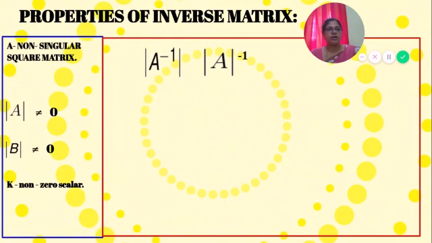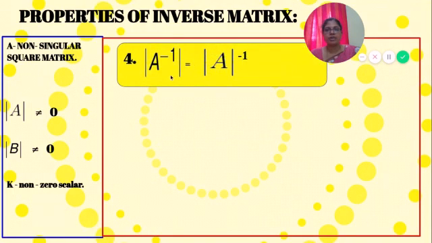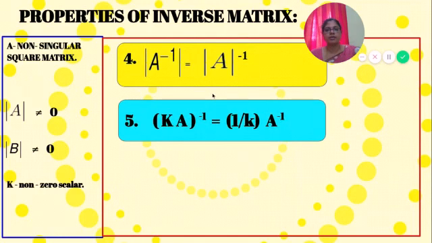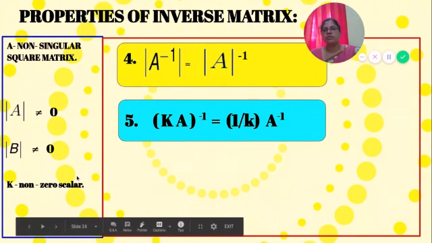So A is a non-singular square matrix, that is modulus of A is not equal to 0. The fourth property is modulus of A inverse is equal to modulus of A the whole inverse. The fifth property is Ka the whole minus 1 is equal to 1 by K the A inverse. Here K is a non-zero scalar.